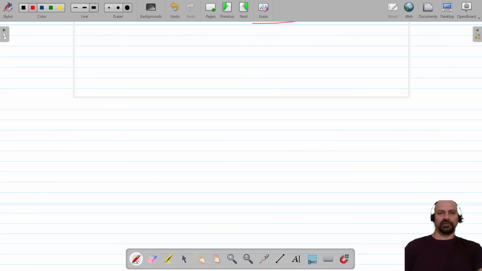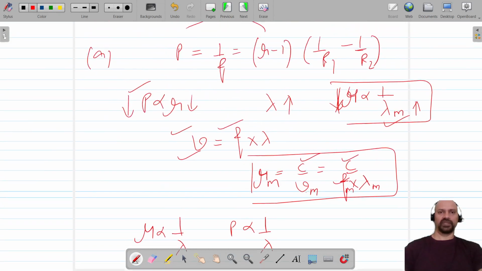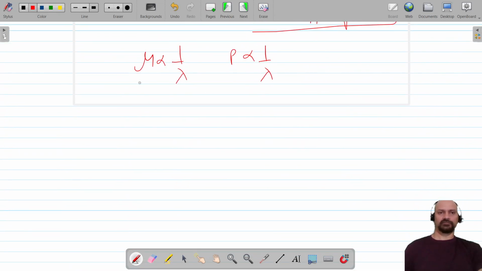So what you have to write here: refractive index is inversely proportional to wavelength, and so is the power. Power is inversely proportional to wavelength according to the lens maker's formula, and therefore P decreases as lambda increases. Power decreases.